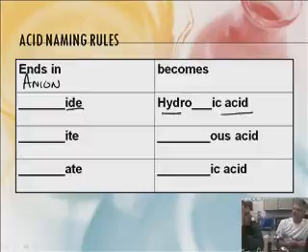Okay. So let's do that on the next page. Let's just go through the examples here. If it ends in ite, it becomes an ous acid. And if it ends in ate, it becomes an ic acid. Now, you need to copy this down, and you're going to see how this all works. Ate becomes ic, ite becomes ous, ide becomes hydro-ic. That sounds weird, but it's still cool.